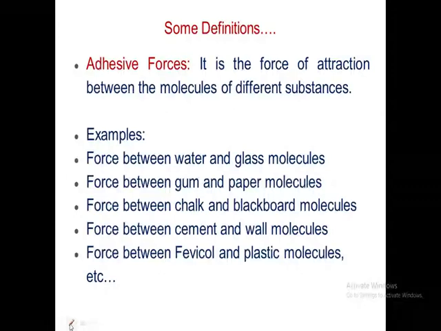We have one more type of force, called adhesive force. What are adhesive forces?